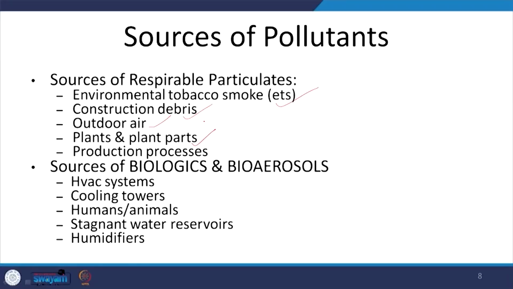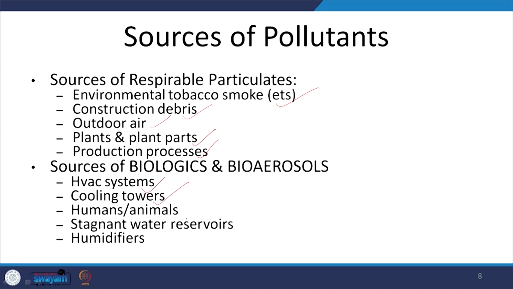Then even plants and plant parts can sometimes cause pollution, and so can production processes. If there are processes which are part of the indoor environment, then that will also be a source of respirable particulates. We also have sources of biologics and bioaerosols. The HVAC systems in themselves, if the air is not getting filtered, or if a sufficient amount of filtered outdoor air is not being mixed, may become a source of biologics and bioaerosols.